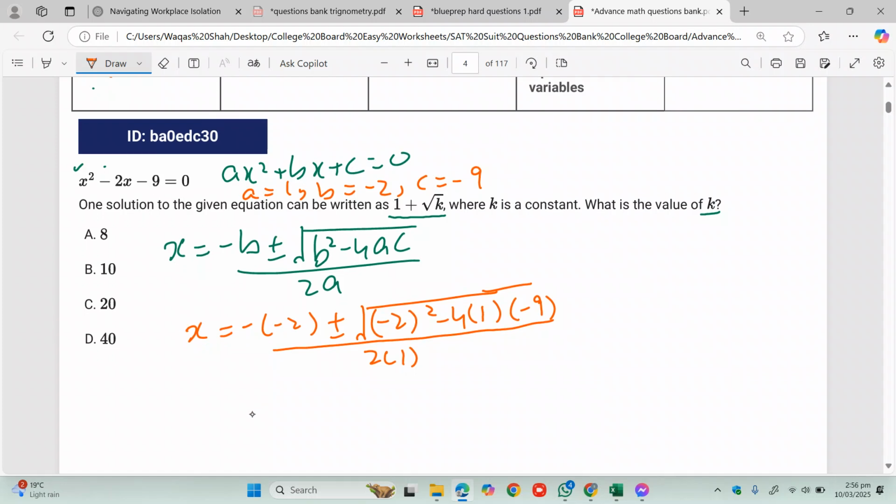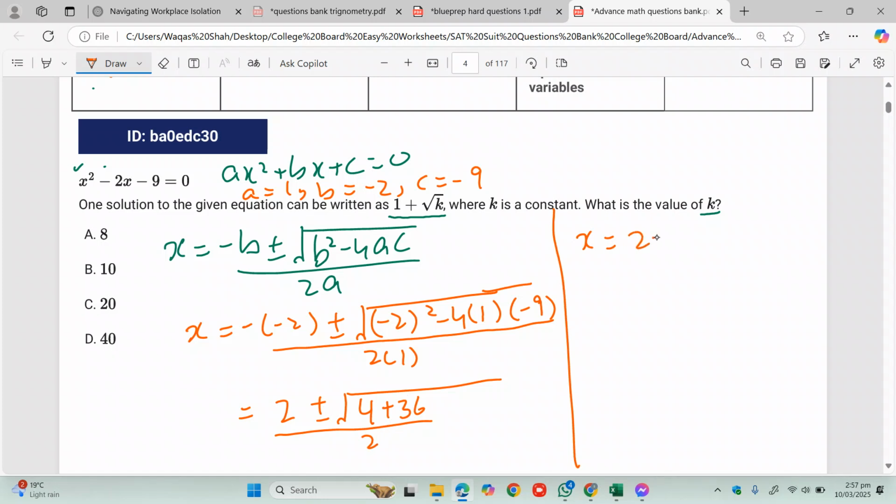So now you can see that we will get two solutions of this quadratic equation using the quadratic formula. That will become 2 plus minus, negative negative 2 is plus 2, plus minus square root of, the square of negative 2 is 4. There are two negatives, so negative 4 times negative 9 is plus 36, divided by 2, and then we can write x is equal to 2 plus minus square root of 4 plus 36 is 40, divided by 2.